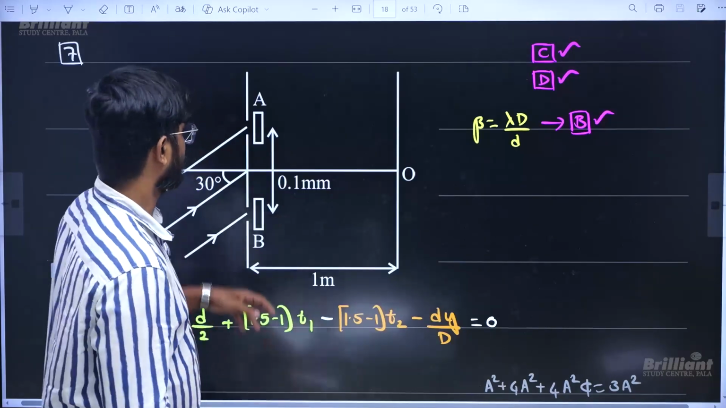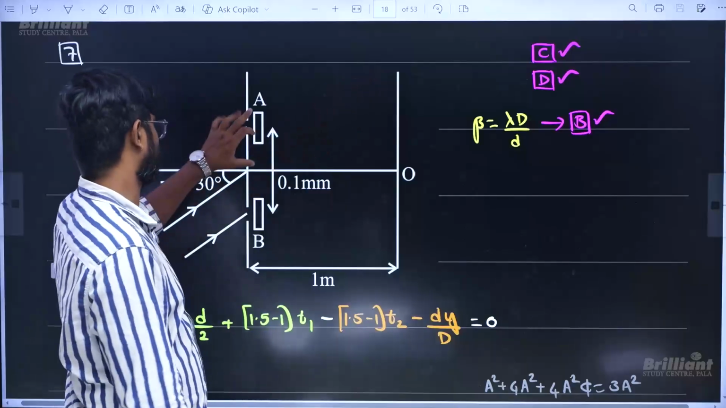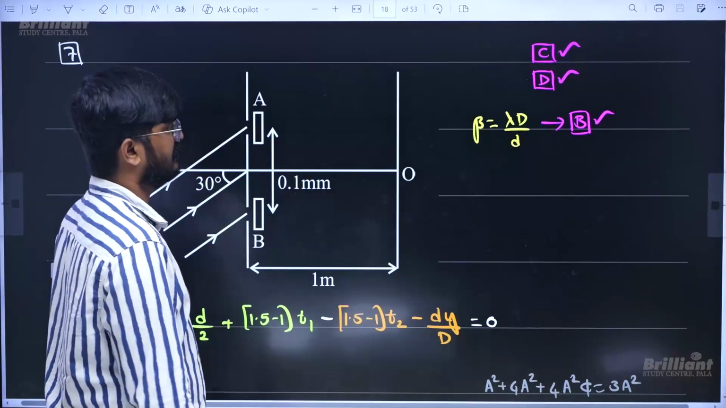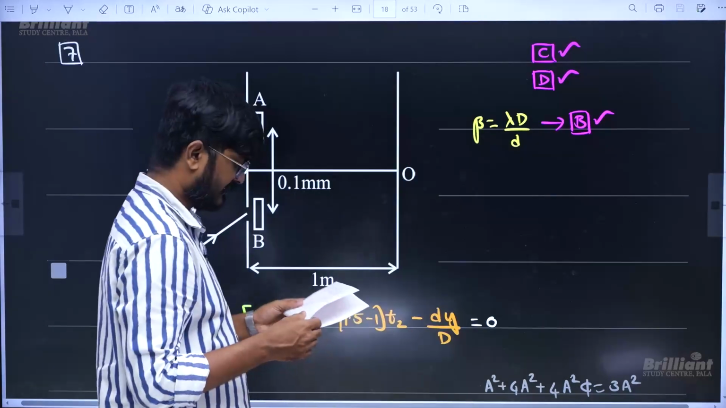Now fringe width. Fringe width has nothing much to do with this and this, because for every point this length and this extra path length is going to be same. So for fringe width it is going to be the normal thing only, which will give you option B.